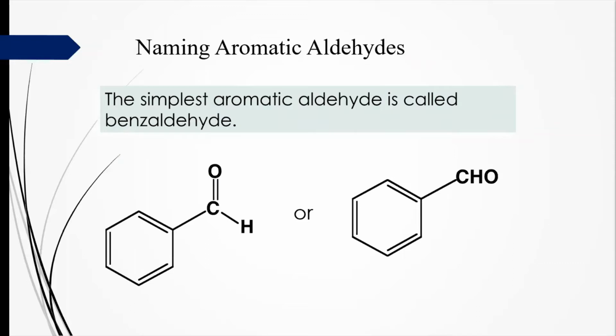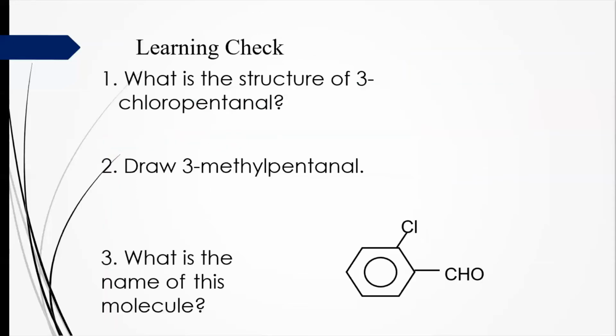So we can also have these combined with aromatic compounds. The only difference is that when we name them, instead of just ending in "-ol" to benzene, it wouldn't just be benzenol. We end up changing this name to benzaldehyde. So we've added in that aldehyde to the end of that benzene. So let's go ahead and try that out. Let's draw the structure of 3-chloropentanal, 3-methylpentanal, and then let's name this structure over here.